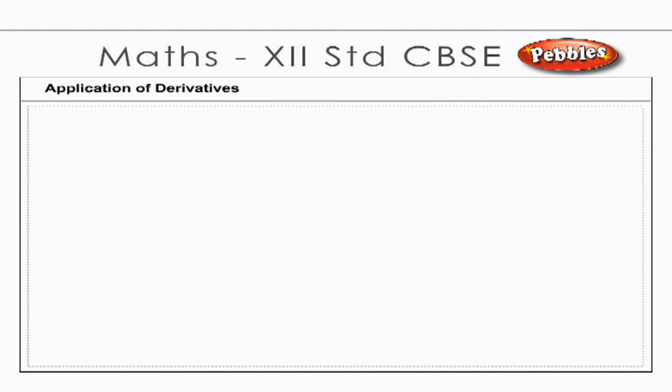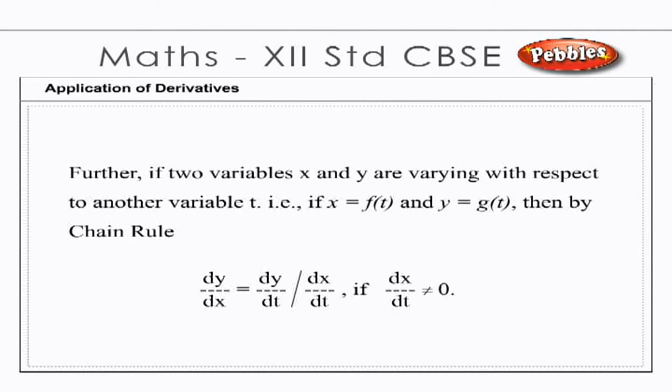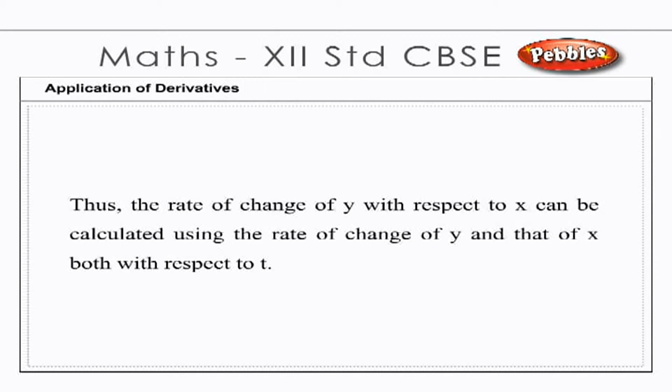Application of derivatives. Further, if two variables x and y are varying with respect to another variable t, that is, if x is equal to f of t and y is equal to g of t, then by chain rule dy by dx is equal to dy by dt divided by dx by dt, if dx by dt is not equal to 0. Thus, the rate of change of y with respect to x can be calculated using the rate of change of y and that of x both with respect to t.